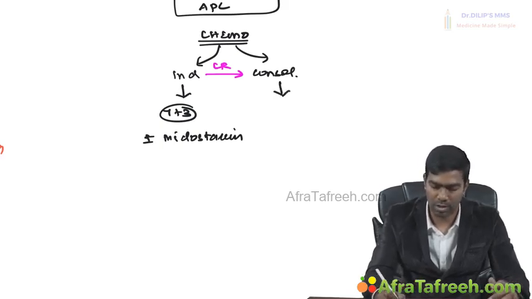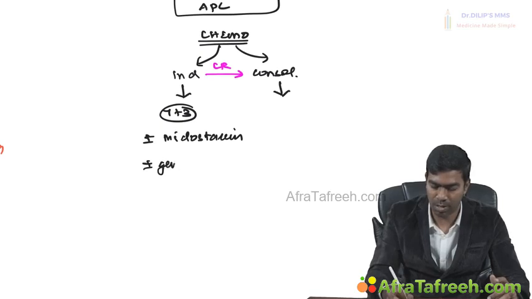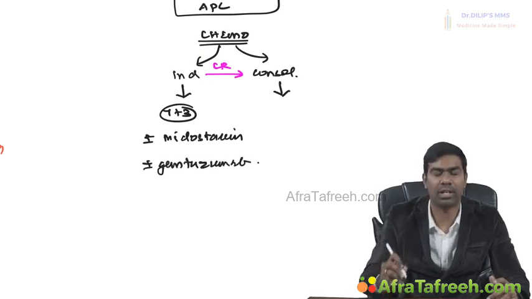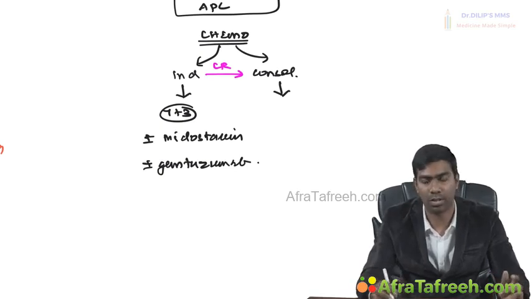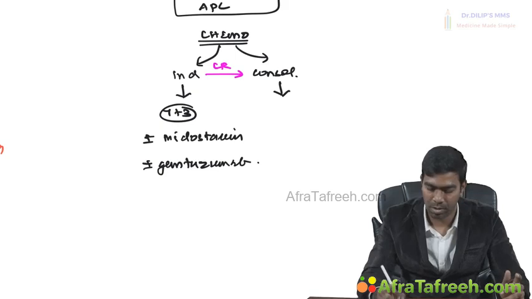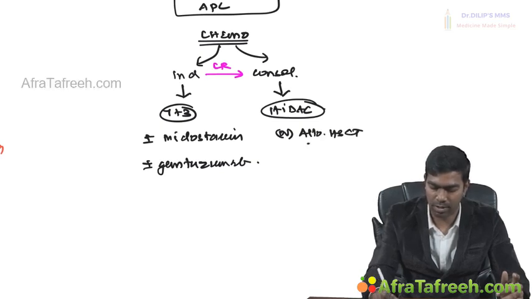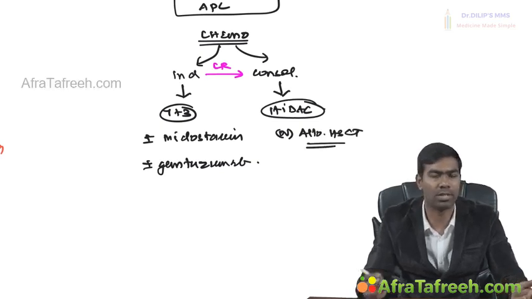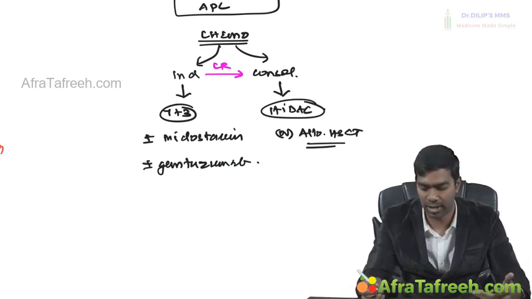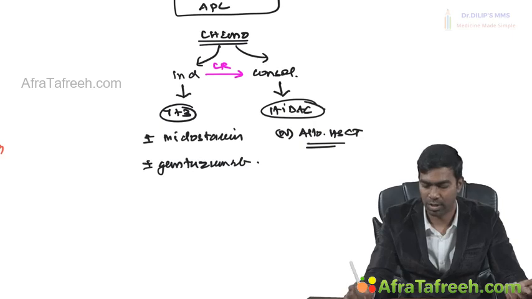But in the consolidation regime, plus or minus, you can use gemtuzumab ozogamicin, which is an anti-CD33 molecule. In the consolidation regime, I am cautiously going to use something called high dose cytosine arabinoside, or I can even use an allogeneic hematopoietic stem cell transplant, any one, depending on the risk. Low risk means I can go for high dose cytosine arabinoside, and high risk means you can use allogeneic hematopoietic stem cell transplant.